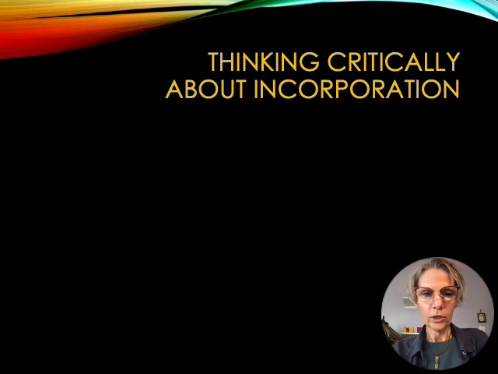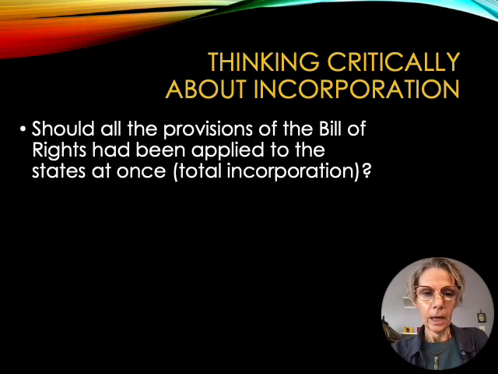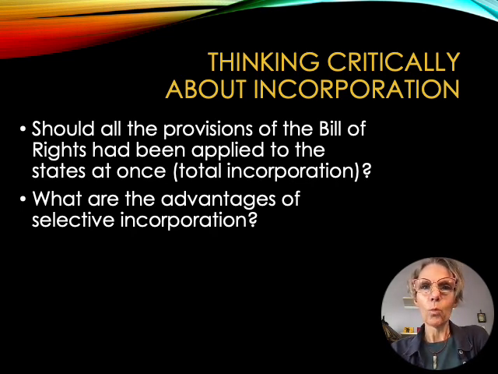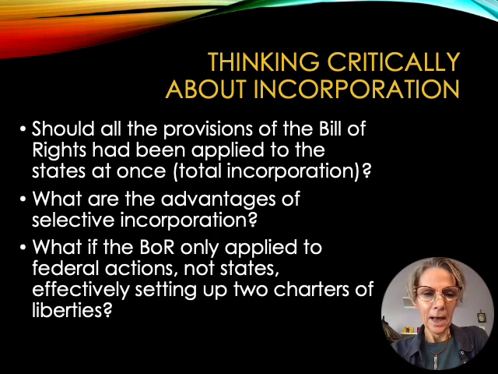In conclusion, I just want you to think critically about incorporation. One of the things I want you to think about is, should all provisions of the Bill of Rights have applied to the states at once? Total incorporation. Why do you think the Supreme Court decided to not do it that way, but instead to do it selectively, case by case, liberty by liberty? Are there advantages to selective incorporation, to having each liberty come to the court and ask whether or not it applies to the state? Or are there some disadvantages to that?